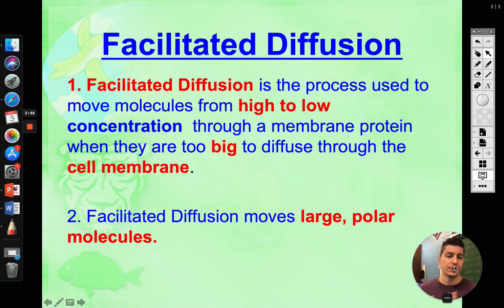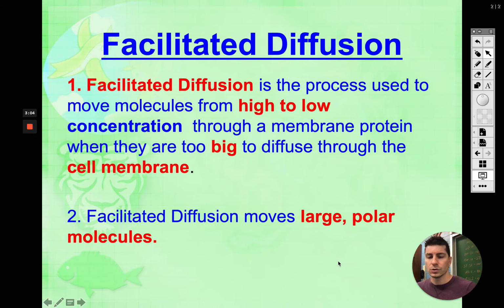So we already talked about diffusion. Diffusion moves small nonpolar molecules right through the phospholipids. We then went over osmosis, which is when the molecules, the solute particles, are too big. And instead of moving those, we had to move the solvent. Now we're going to go over facilitated diffusion.